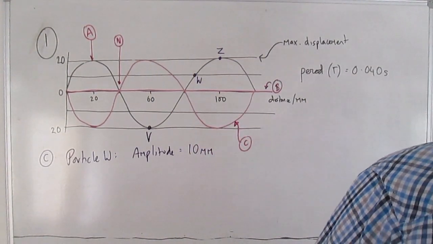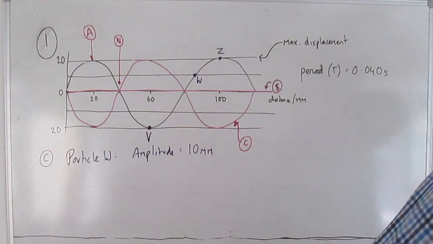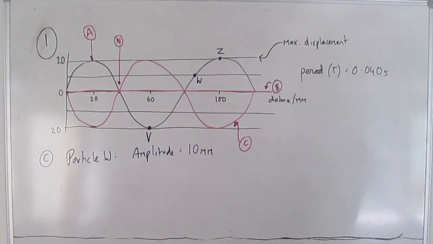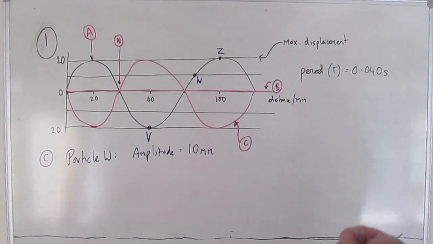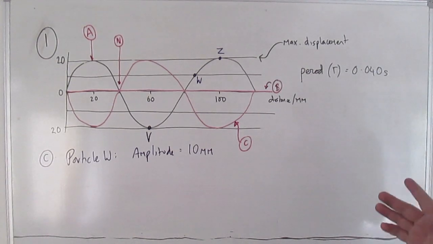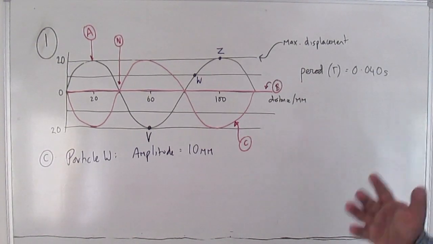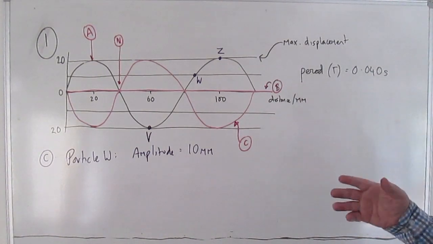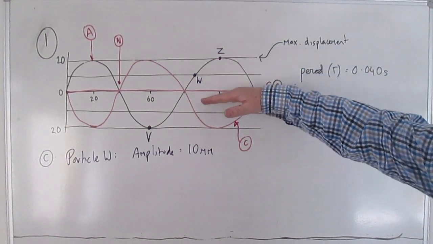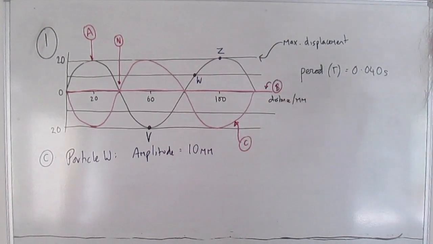And then it wants to know about the phase relationship between W and Z and W and V. So it's very important here not to get confused between stationary waves and travelling waves, because in a stationary wave, remember that the wave just oscillates up and down, it's not travelling in either direction.